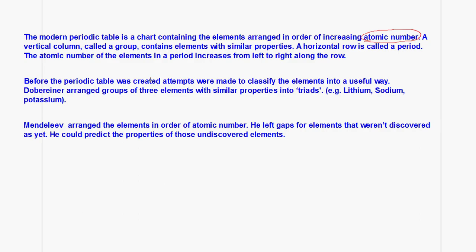Before the periodic table was created, several attempts were made to classify the elements in a useful way. Dobereiner arranged groups of 3 elements with similar properties into triads. Example, lithium, sodium and potassium had similar properties. Mendeleev arranged the elements in order of atomic number, and he left gaps for elements that weren't discovered as yet. He could predict the properties of those undiscovered elements.